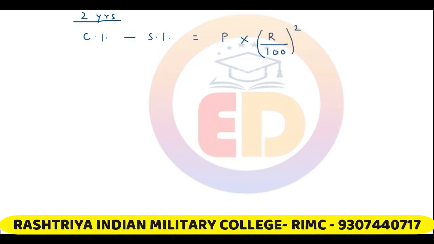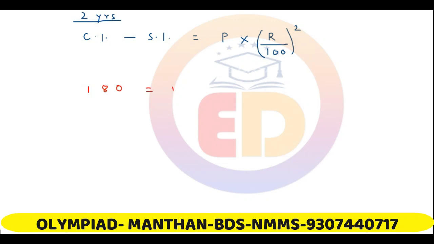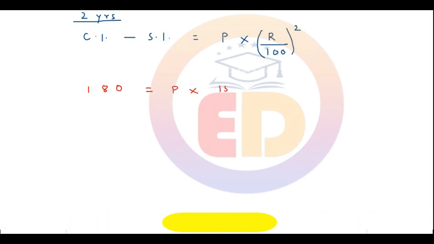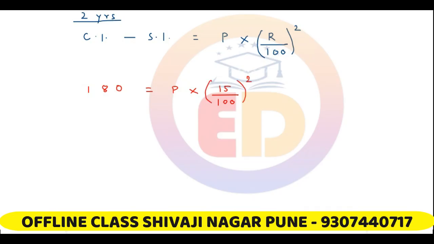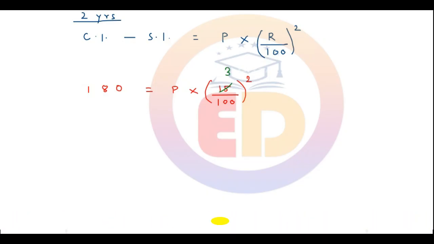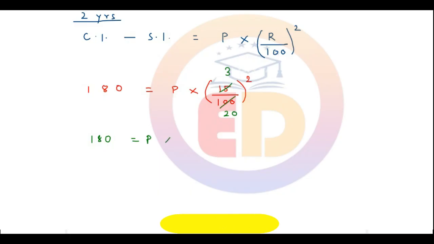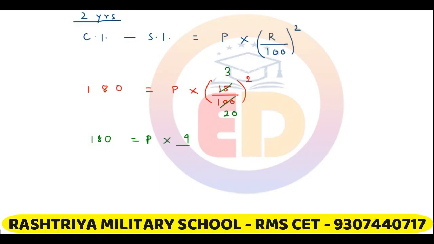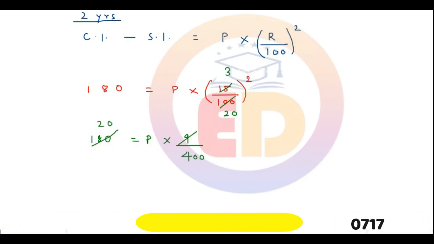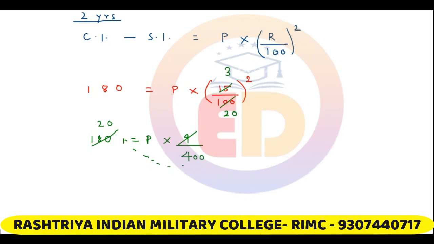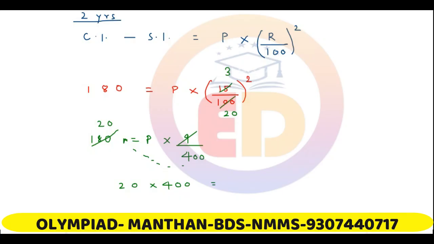As per the question, the difference of compound interest and simple interest is rupees 180. That is equal to principal multiplied by (rate of interest, 15, upon 100) whole square. 15 upon 100, we can simplify this by 5. This is 3 upon 20. It becomes 180 equals principal multiplied by 3 square, which is 9, upon 20 square, which is 400. Cancel 9 and 180. This is 20. Take 400 from right to left. It will be multiplied, 20 into 400. Our principal amount is 8,000.